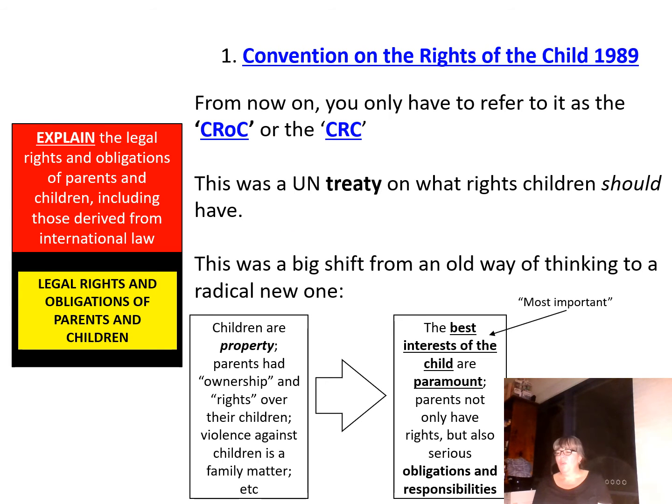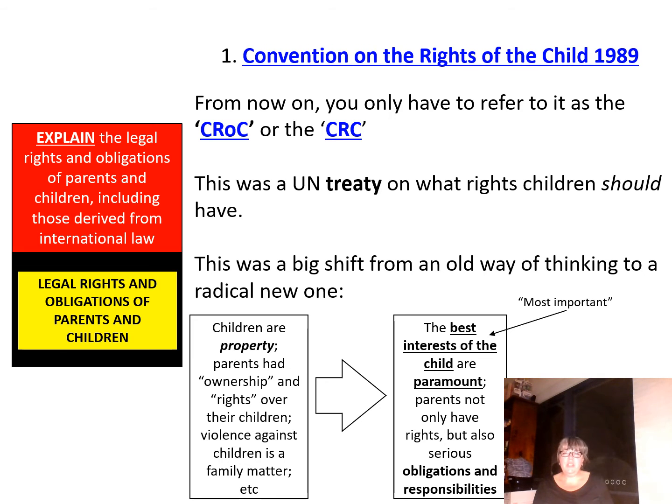I've said it before and I'll say it again, you can just refer to it as CROC or the CRC. I think CROC's a little bit easy to remember. Every marker of the exam will know exactly what you're talking about. So this was a UN treaty, United Nations, on what rights children should have.